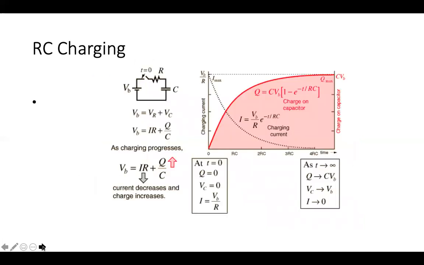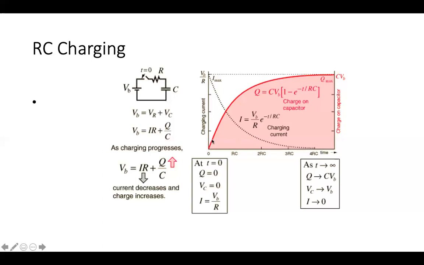Let's take a look at this in a graph. This curve in red represents the charge on the capacitor. This charge starts at 0 as the circuit is being closed. When the circuit is closed, there's no charge yet on the capacitor, and there's no voltage yet on the capacitor. And the current flowing out of the power supply is the battery's voltage divided by the resistance in that circuit.